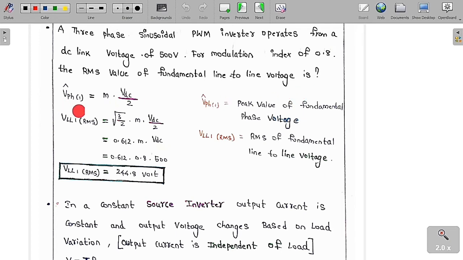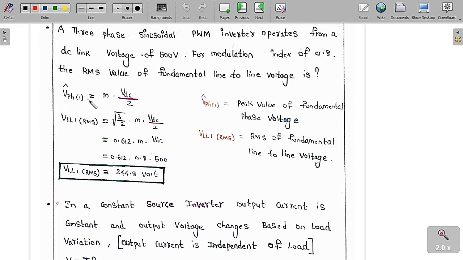We can see clearly the fundamental phase voltage is equal to M into VDC by 2. This is the peak value of the fundamental phase voltage. If you want to find the RMS of the fundamental line-to-line voltage, then its peak value is root 3 into M into VDC by 2, divided by root 2. Peak value by root 2 is called the RMS value of the fundamental component.